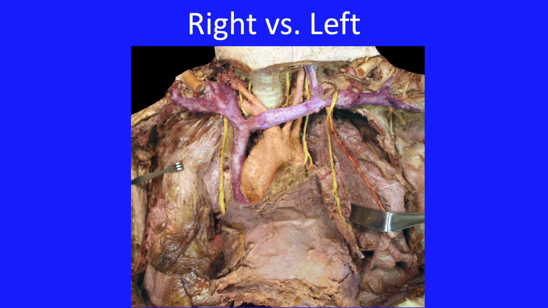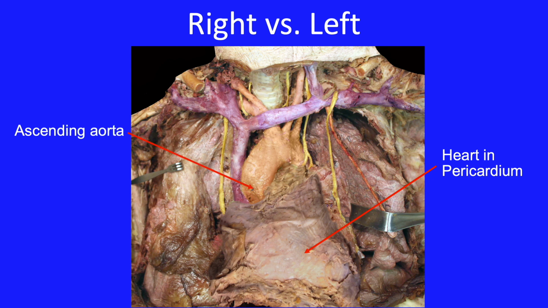Let's look at another example where knowing your anatomy allows you to make a diagnosis. Here we see a chest dissection. The heart is in its casing, the pericardium. The ascending aorta is now labeled. The left vagus nerve is labeled. Note, this is the left side of the body. The right vagus is now labeled.